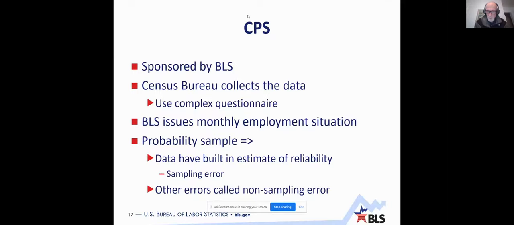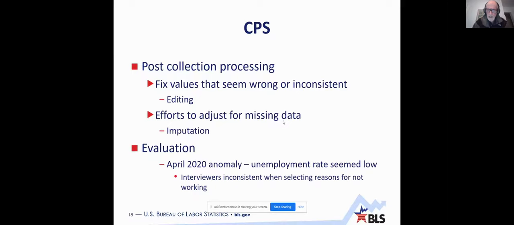So in looking at CPS in a little bit more detail, it's based on the use of a probability sample. And what this means is that the estimates that we build have a built-in reliability from the sampling error. And then of course the other errors are called non-sampling errors. And we try to reduce these as much as we possibly can. After the data are collected and come in, at first at the Census Bureau, they fix the values that seem wrong or inconsistent. And this is called editing. And then after that, there are efforts to adjust for missing data. Many people don't want to respond to surveys in the US. And I think this is a problem around the world. And we try to then adjust for missing data through a process called imputation and other statistical methods that we apply.